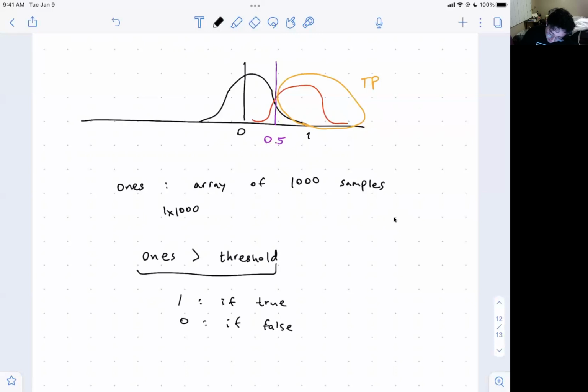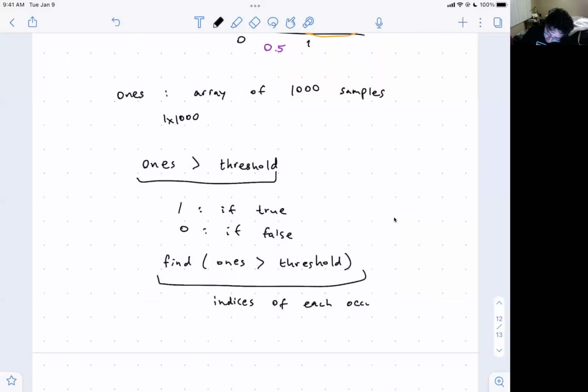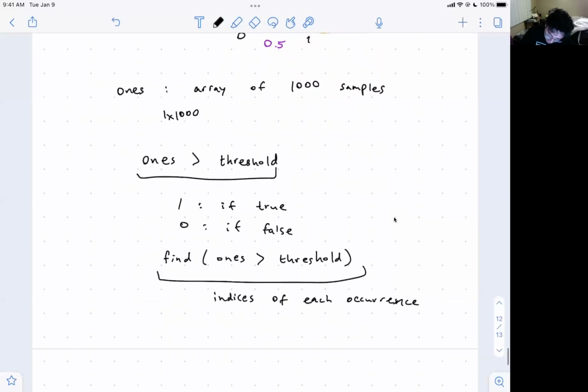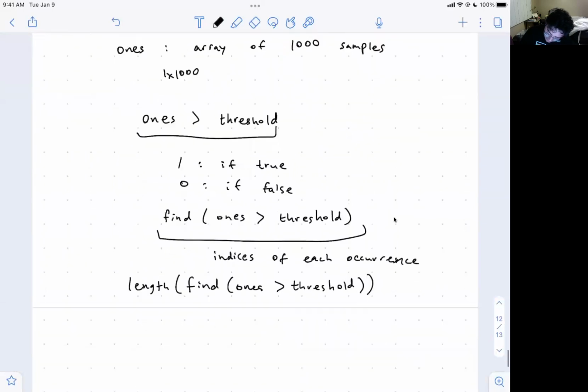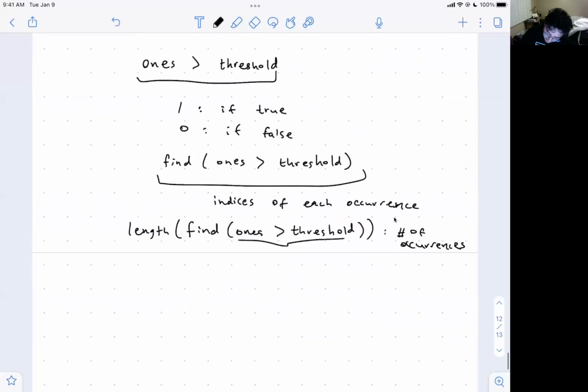Well, this might be a little confusing. So basically, it locates anywhere where these samples are above the threshold. And then if we do a find of ones greater than threshold, this will return the indices of each occurrence, each occurrence where ones greater than threshold is true. And then if we grab the length of this find of ones greater than threshold, this gives us the number of occurrences for this statement. So that gives us the number of occurrences.